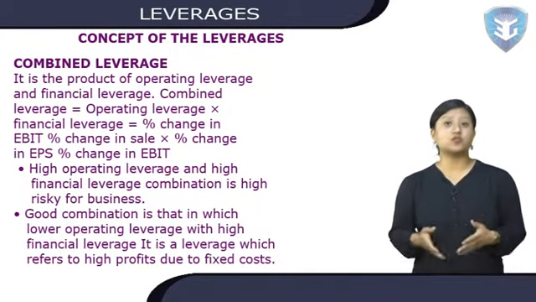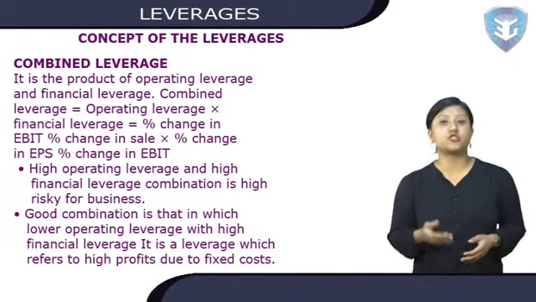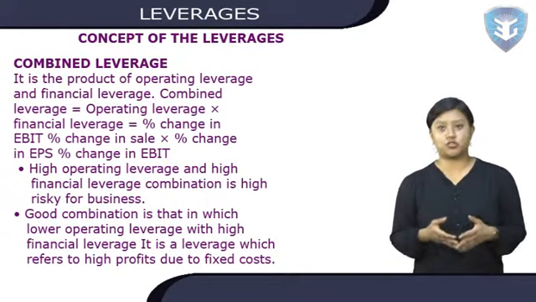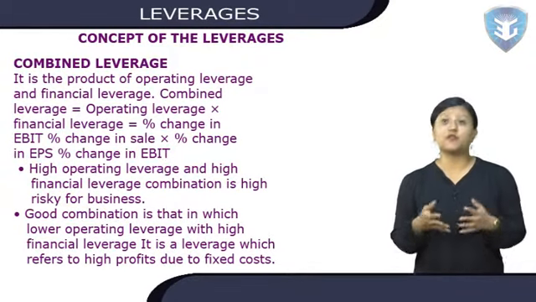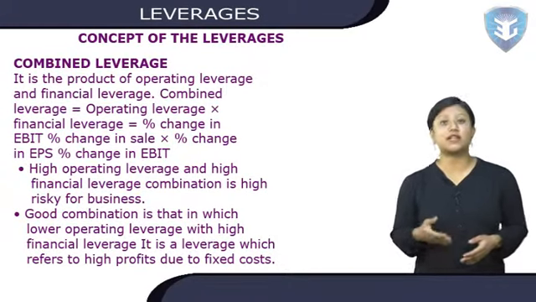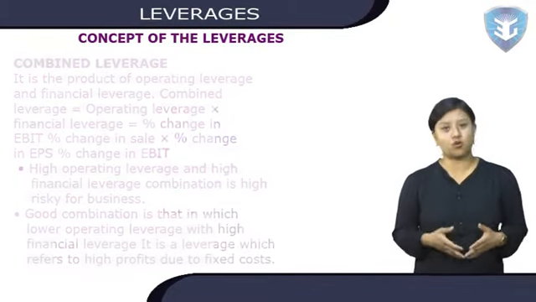Combined leverage is equal to operating leverage into financial leverage, which is equal to the percentage change in EBIT, percentage change in sales into the percentage change in EPS, percentage change in EBIT. A combination of high operating leverage and high financial leverage is highly risky for business. A good combination is one with lower operating leverage along with financial leverage. It is a leverage which refers to high profits due to fixed cost.